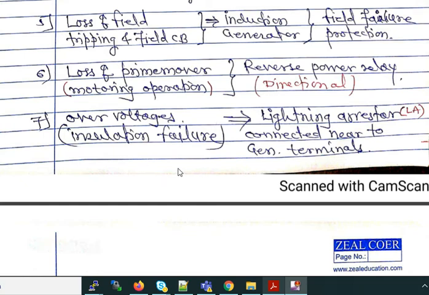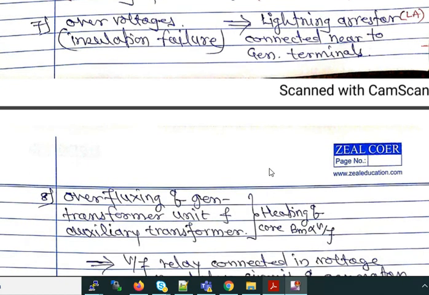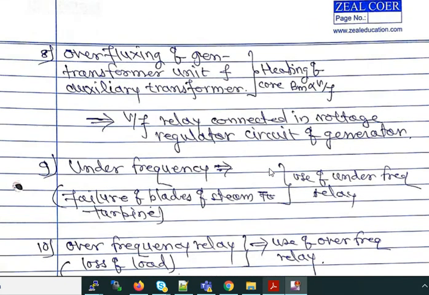Because of over voltages, there is a chance of insulation failure, and therefore LA, lightning arresters, are connected near the generator terminals. Now the next abnormal condition is the overfluxing of the generator transformer unit and auxiliary transformer.